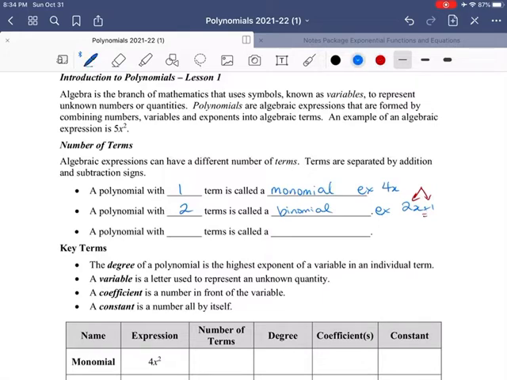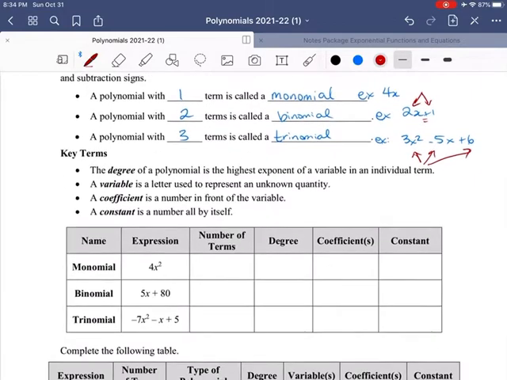A polynomial with three terms is called a trinomial. So if you think of a triathlon, there's three things that you do in a triathlon. So for example, let's do 3x squared minus 5x plus 6. So there's three things, and they're separated by addition or subtraction signs.